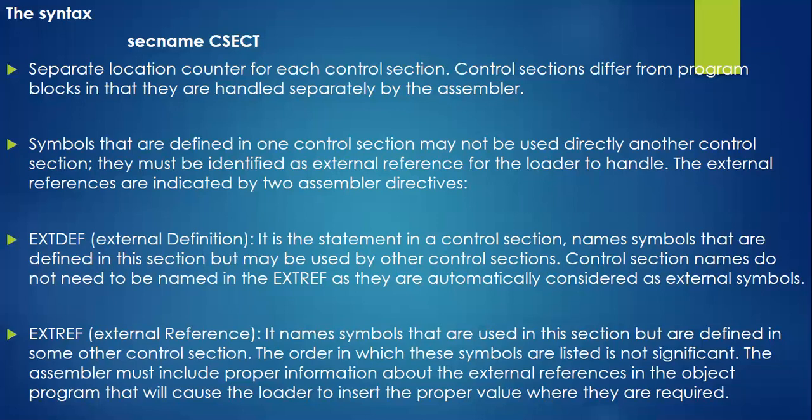Symbols that are defined in one control section may not be used directly in another control section. They must be identified as external references for the loader to handle. The external references are indicated by two assembler directives. As I mentioned, some information defined in one control section may be utilized by another control section. For example, the value of XYZ, which is in control section A, may be utilized by control section B also. The original definition is in A, but it is used in A and also in B. Then we call it an external reference or external definition.